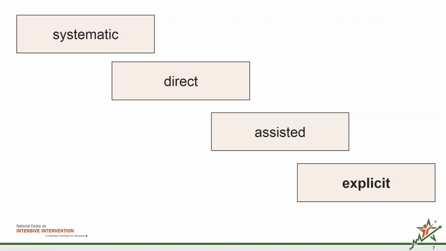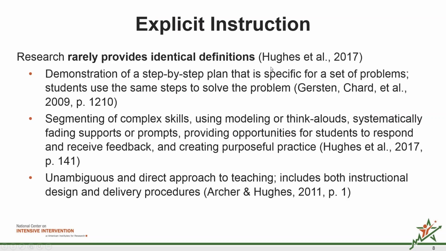Now, when we think about definitions for explicit instruction, there are several different definitions out there. In fact, it's really hard to find a consistent definition. On the next slide, we'll look at some of the definitions that we have pulled from some pretty recent research related to explicit instruction. So for example, Gersten and his colleagues say that explicit instruction involves a step-by-step plan that then is implemented for a specific set of problems, for example, a single skill. And then students practice using these same steps that have been modeled by the teacher to solve different types of problems.